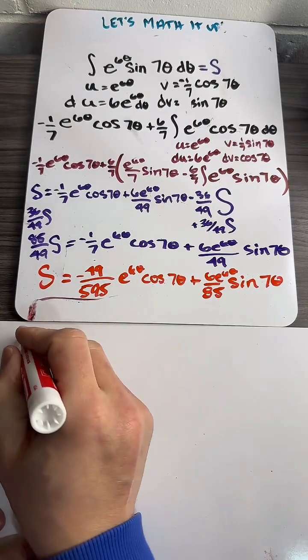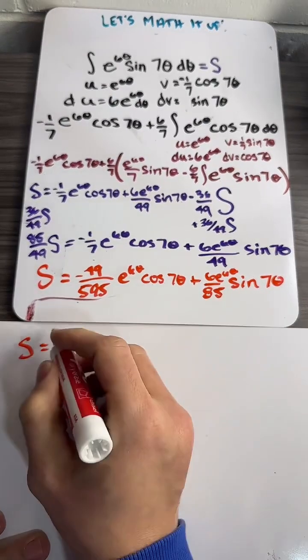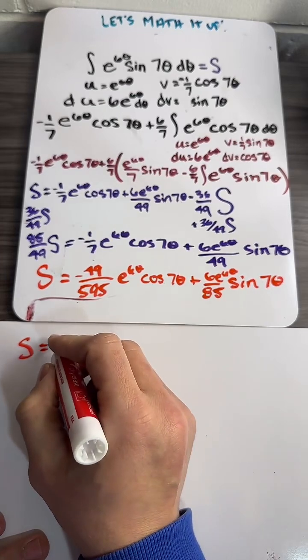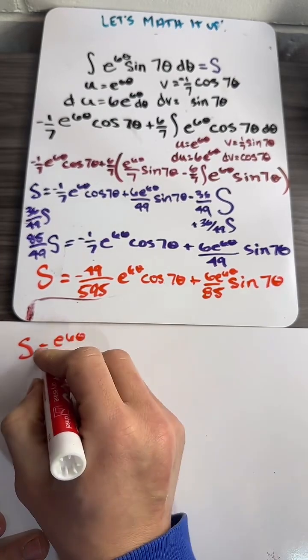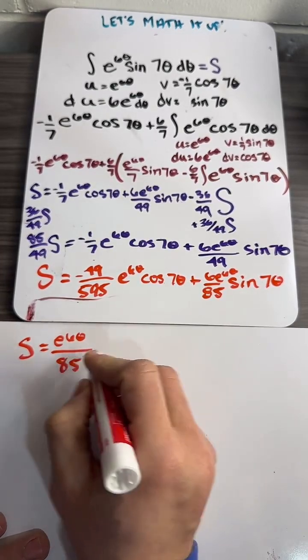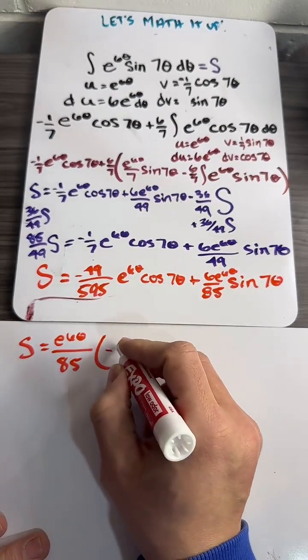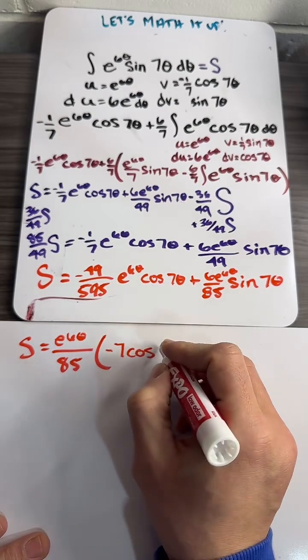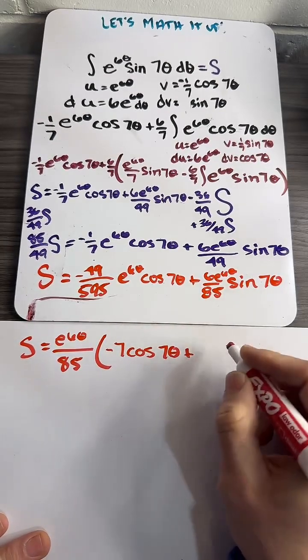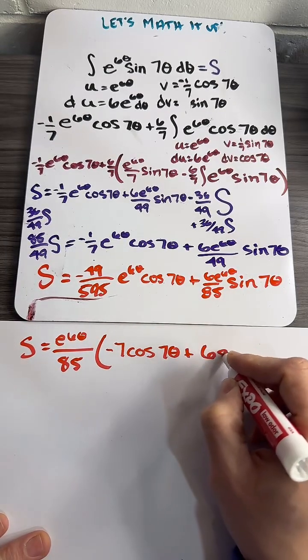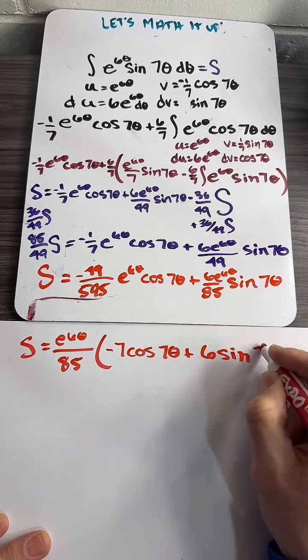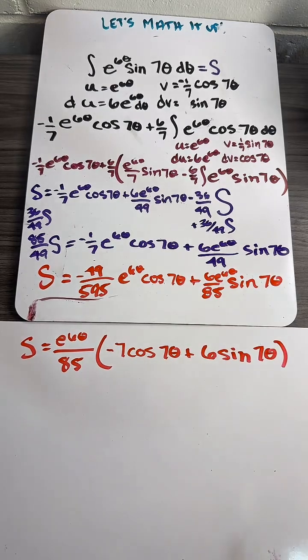All right. So we're going to have S equals e to the 6th theta over 85, and then we're going to have negative 7 cosine 7 theta plus 6 sine 7 theta. Oh, there we go. That's what I'm talking about. So yes, I do know how to do that problem.